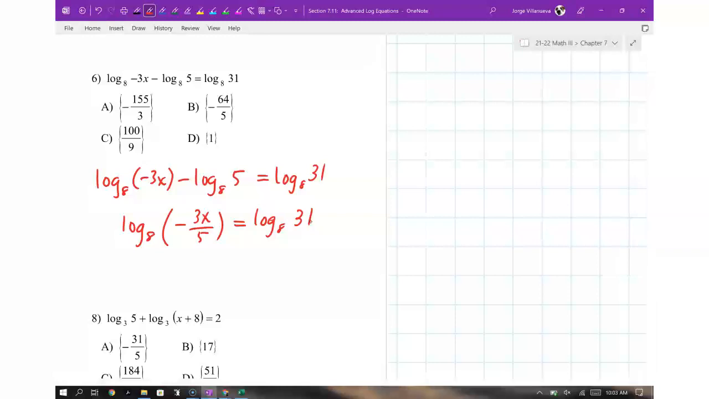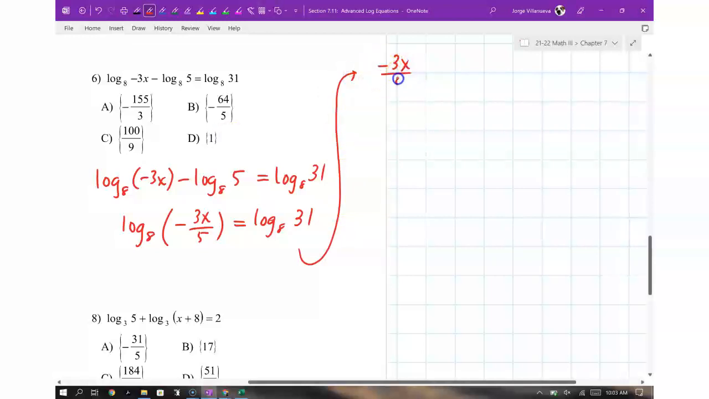Now since both logs are the same, then I can set these things equal to each other. So let me go ahead and move this over here. This will be negative 3x over 5 equals 31. So in order to start solving, let's multiply by 5, right? Let's get that 5, multiply it. So that's negative 3x equal to 155. And then we'll divide by negative 3.